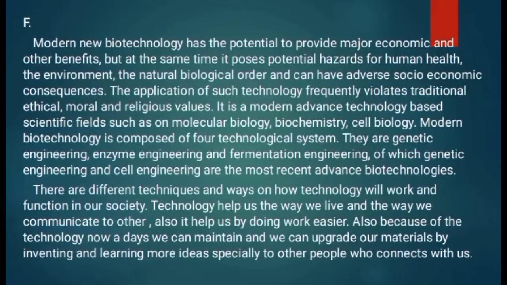Modern new biotechnology has the potential to provide major economic and other benefits, but at the same time, it possesses potential hazards for human health, the environment, the natural biological order, and can have adverse socio-economic consequences. The application of such technology frequently violates traditional, ethical, moral, and religious values.